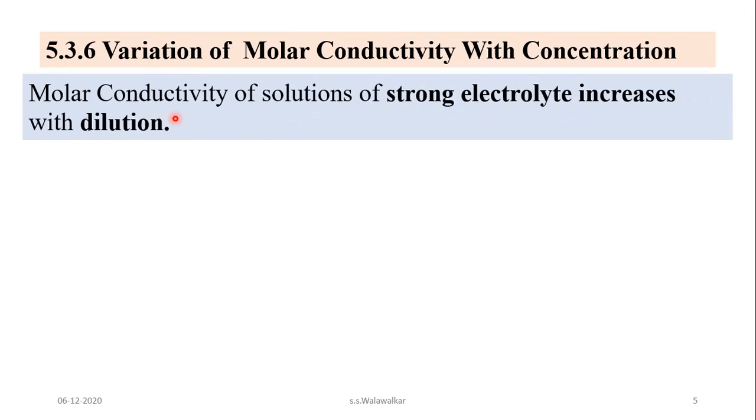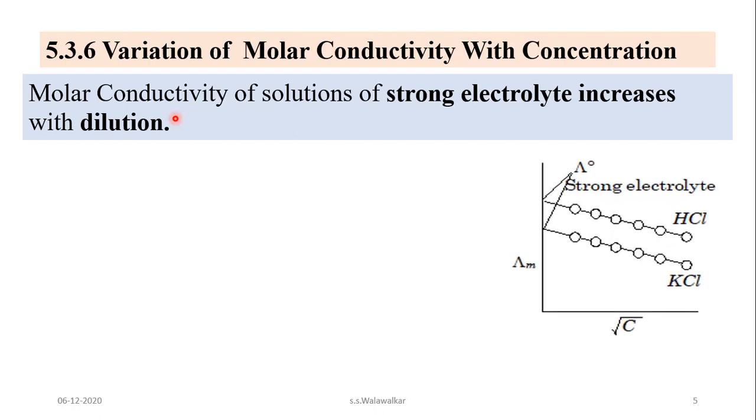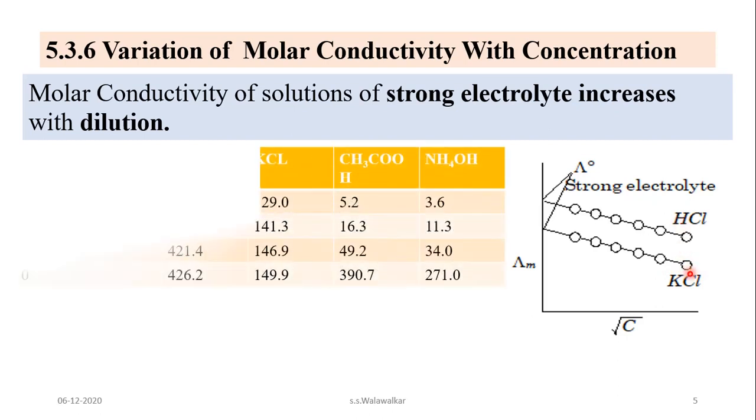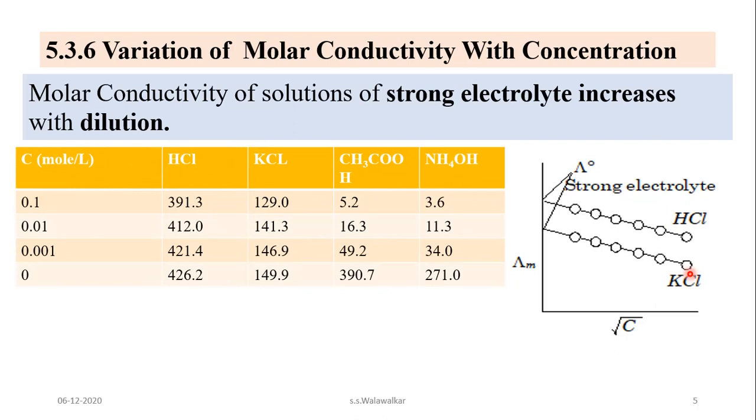So the variation of the molar conductivity with concentration of strong and weak electrolyte is different, and the molar conductivity of solution of strong electrolyte increases with dilution as well as of weak electrolyte. We will see how it increases with dilution of strong electrolyte. So in case of strong electrolyte, if you plot the graph of the values of molar conductivity against square root of the concentration, then the molar conductivity of KCl as well as HCl go on increasing with increase in dilution.